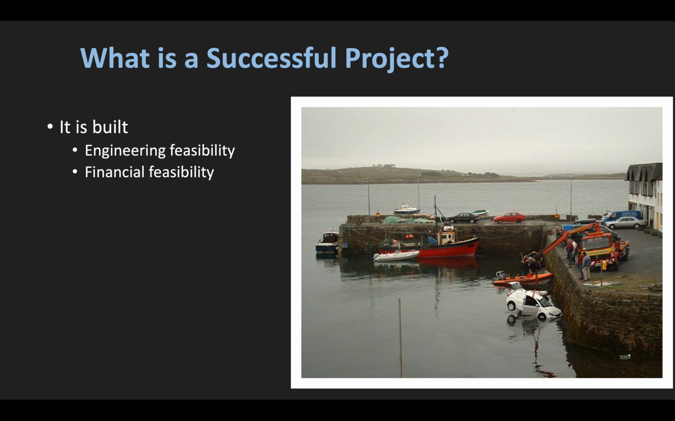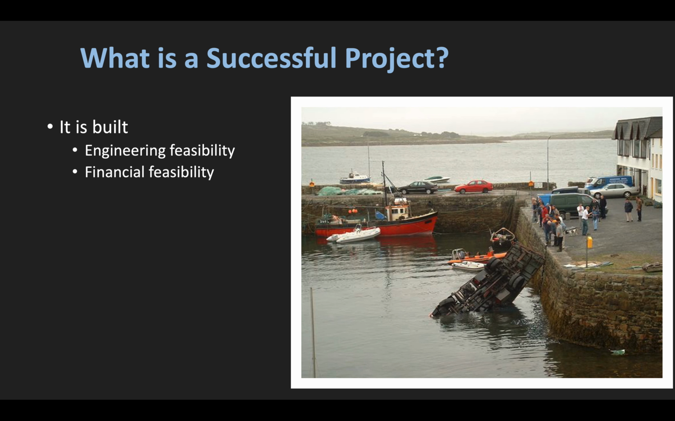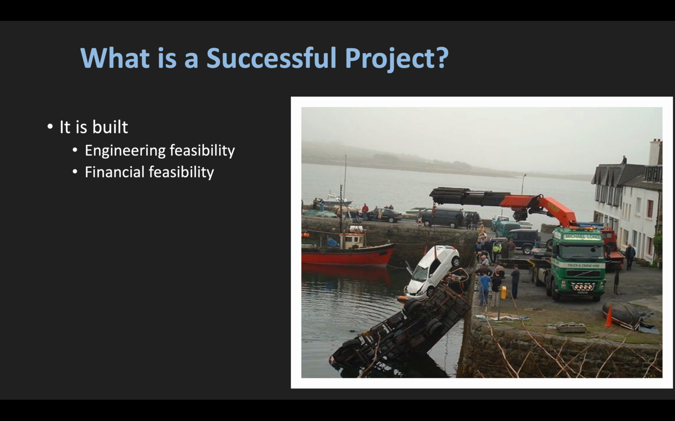So it works at the beginning, and it doesn't, right? The red car trying to save the white car, but then it's failed. So it doesn't have the engineering feasibility to finish the project, right? So then we do need to get a bigger one, right?